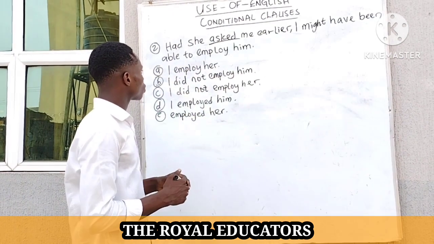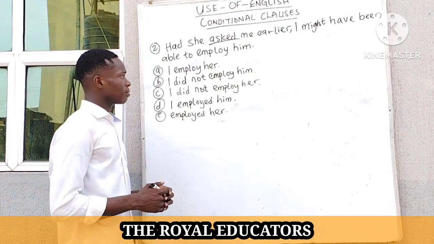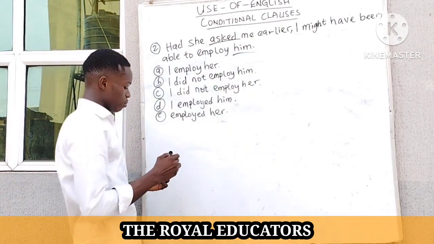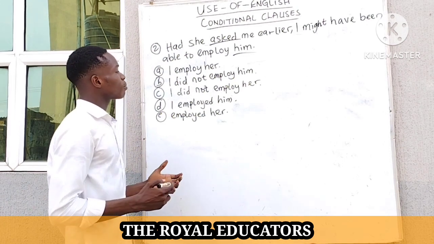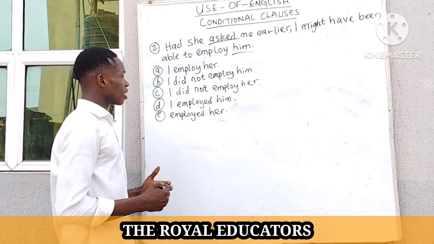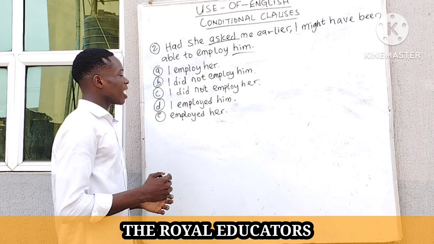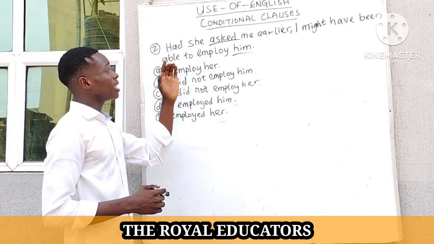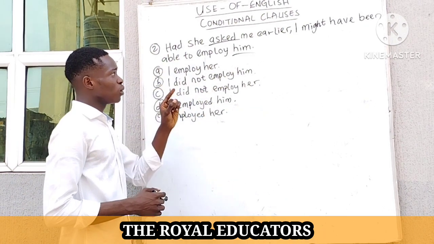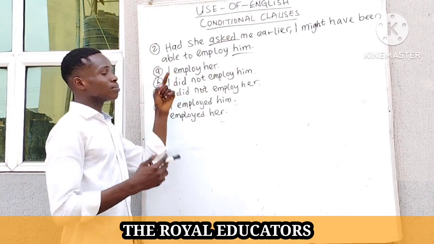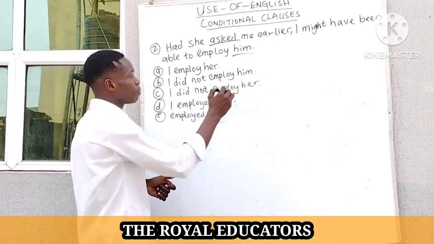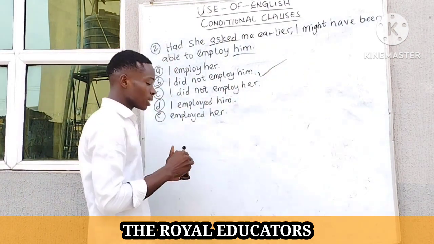Now, you have in the options, A, I employed her. And what are we talking about here? Him. I employed her. I did not employ him. I did not employ her. I employed him. Look at the question again. Had she asked me earlier, I might have been able to employ him. So, because she didn't ask me earlier, I was not able to employ. Definitely, I did not employ him, and we have this as the correct one.